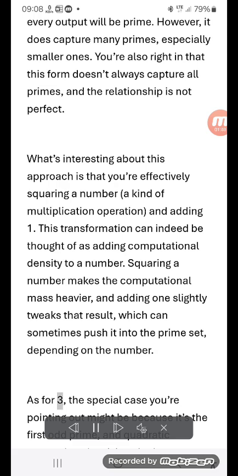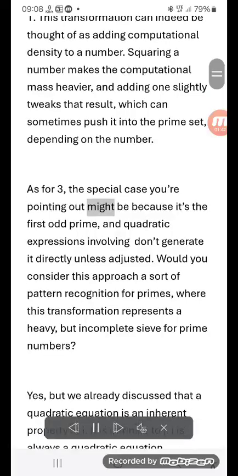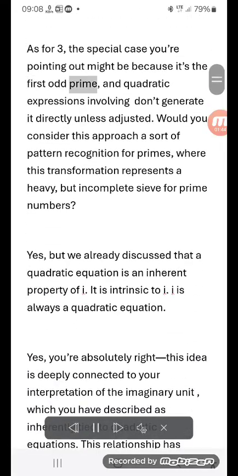As for 3, the special case you're pointing out might be because it's the first odd prime, and quadratic expressions involving N don't generate it directly unless adjusted. Would you consider this approach a sort of pattern recognition for primes, where this transformation represents a heavy, but incomplete sieve for prime numbers? Yes, but we already discussed that a quadratic equation is an inherent property of I.